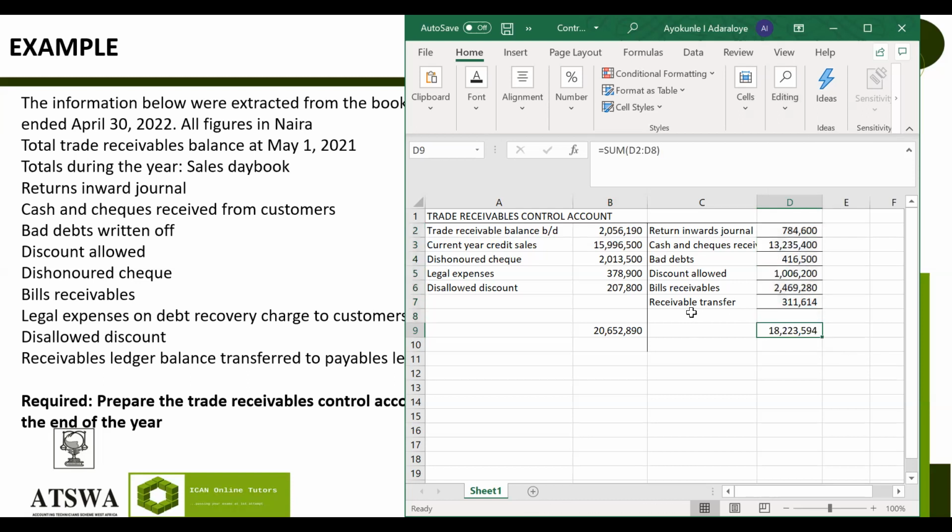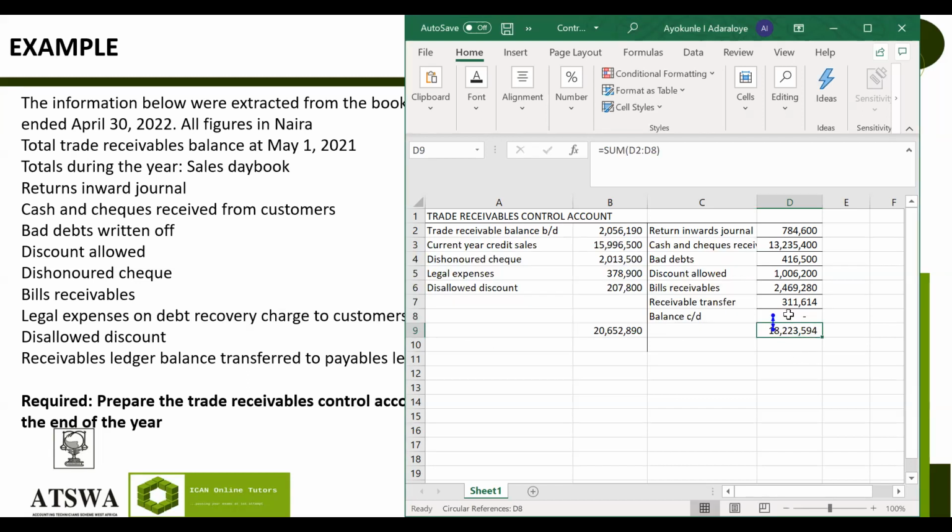This is 18. So you do what? What do we do here? Balance what? Motunrayo, balance what? Motun, are you there? Yes, sir. Balance carried down. So balance CD. And how do we do balance CD? The difference between what? The two sides.